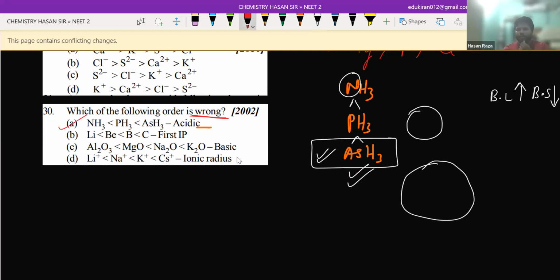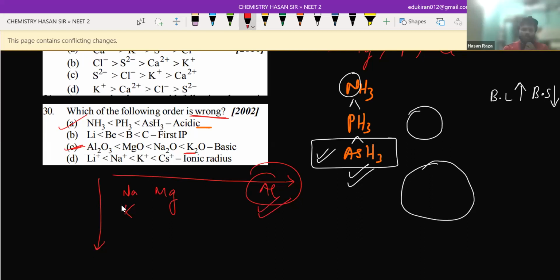Now, if you are going for basic character, the one which is more metallic will be more basic. When we move from top to bottom in the periodic table, metallic character increases, and hence basic character increases. So K is here, sodium is here, magnesium is here, and aluminium is here. When you move from left to right in a periodic table, metallic character decreases and non-metallic character increases. So this will have the lowest metallic character, the lowest basic character. So this is also correct. And ionic radius is also correct, because lithium, sodium, potassium, rubidium, down the group, size increases. So if you convert all these into cations, then this is also correct.